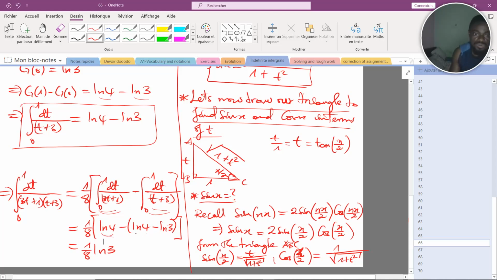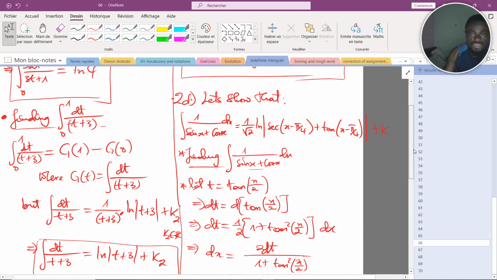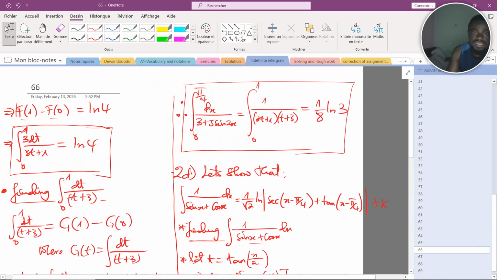So this ln of 4 will go with this, and we'll be left finally with what? This minus will make this plus. We'll be left with 1 on 8 ln 3. So we can then conclude that the integral from 0 to pi on 4 of dx all over 3 plus 5 sine 2x, which was equal to the integral from 0 to 1 of 1 all over 3t plus 1 into t plus 3, is equal to 1 on 8 ln 3. Very simple. Is that okay?